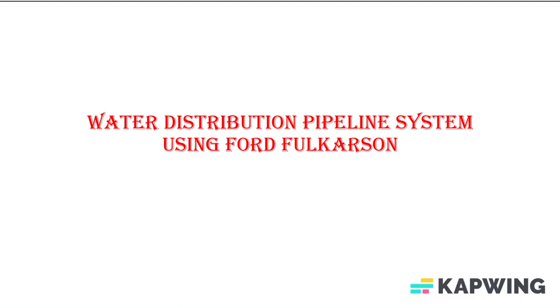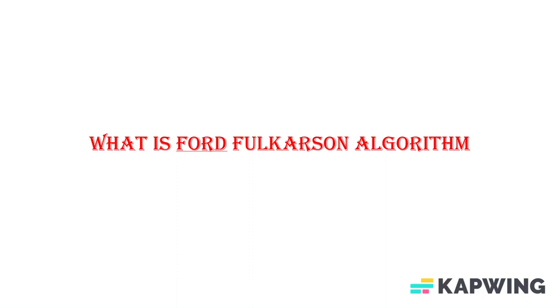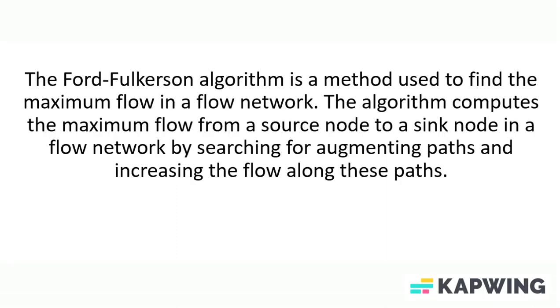Water distribution pipeline system using Ford-Fulkerson algorithm. What is the Ford-Fulkerson algorithm? The Ford-Fulkerson algorithm is a method used to find the maximum flow in a flow network. The algorithm computes the maximum flow from a source node to a sink node in a flow network by searching for augmenting paths and increasing the flow along these paths.